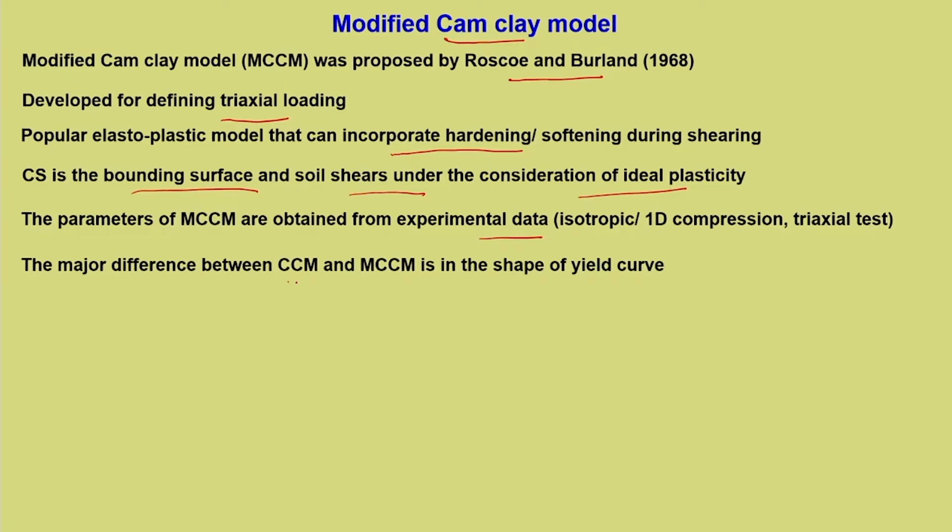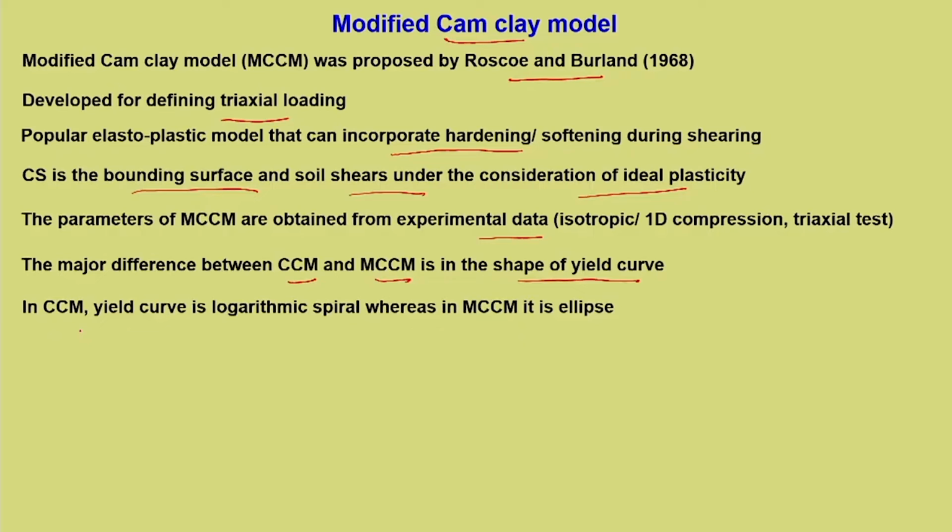For example, lambda comes from consolidation tests, either isotropic or one dimensional consolidation. The failure response in terms of M comes from triaxial testing. So, there is a way by which you can determine the parameters in a more simplified manner. The major difference between Camp-Clay model and the modified Camp-Clay model is in the shape of yield curve. I think we have discussed this before also. So, the major difference is in terms of the shape of the yield curve.